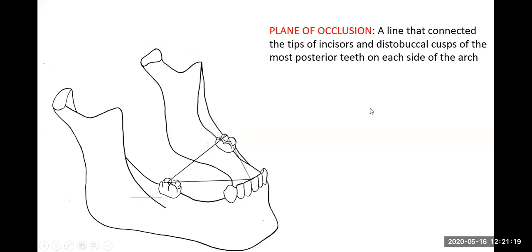There we are, plane of occlusion. Plane of occlusion is also a line that is connecting the incisor teeth to the distobuccal cusps of the most posterior teeth on either side of the arch. You can see it, that is a line from the anterior. It's making a triangular shape, connecting the first incisor to the distobuccal cusps of the last posterior tooth, that's the second molar on one side to the second molar on the other side. That is plane of occlusion.